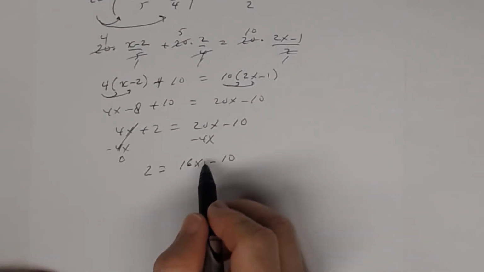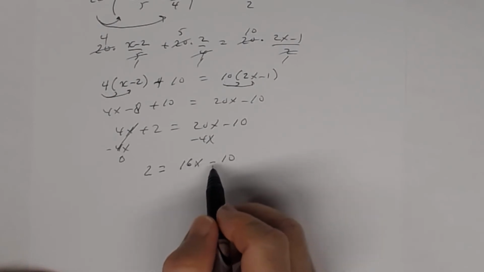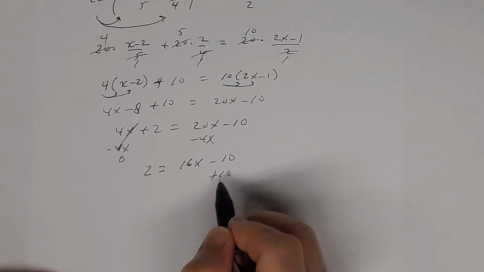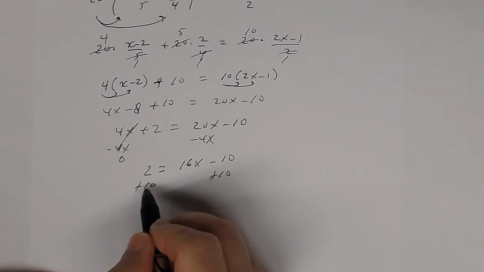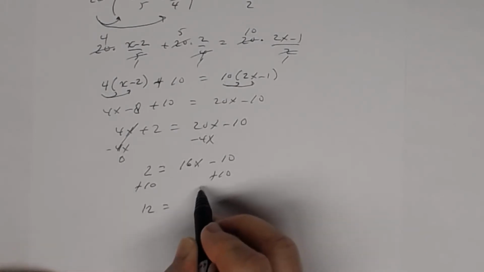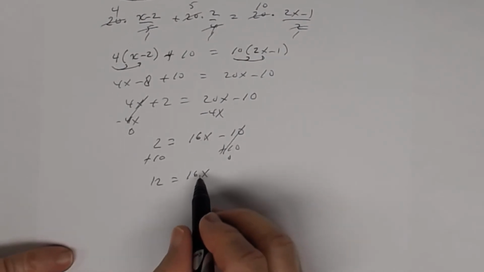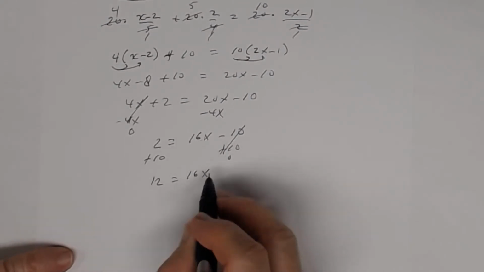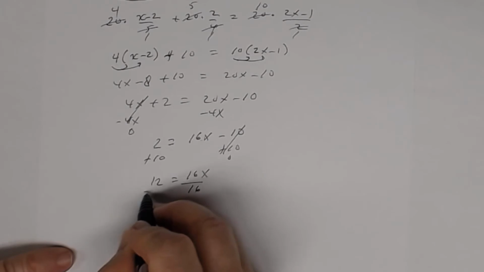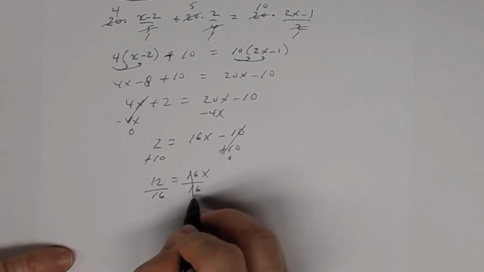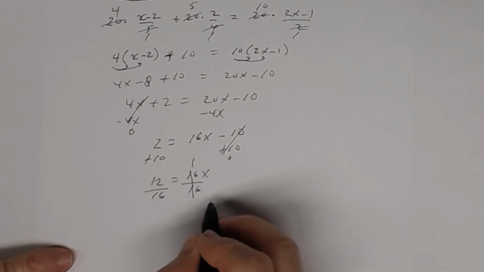Then to get the variable term by itself, right now I'm subtracting 10, so the opposite is to add 10 to both sides. 2 plus 10 is 12, equal, this is 0, and you're left with 16x. To get x by itself, right now it's multiplying by 16, the opposite of multiplying by 16 is to divide by 16. 16 divided by 16 is 1. 1 times x is x.